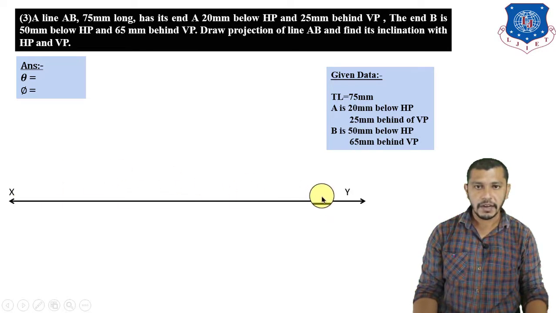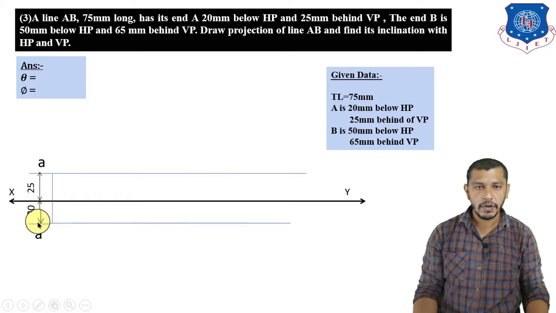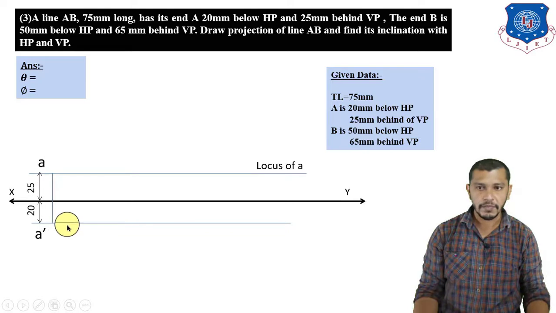And after drawing the XY reference line, first of all mark the plan and elevation of point A. So A is 20 mm below HP. So we will get the elevation of point A 20 mm below the XY reference line and 25 mm behind me. So we will get the plan of point A 25 mm above the XY reference line. So mark the plan and elevation of point A dash, which is 20 mm below the XY reference line, and A, which is plan 25 mm above the XY reference line. So this will be our plan, this will be our elevation, and this will be locus of A, locus of A dash.